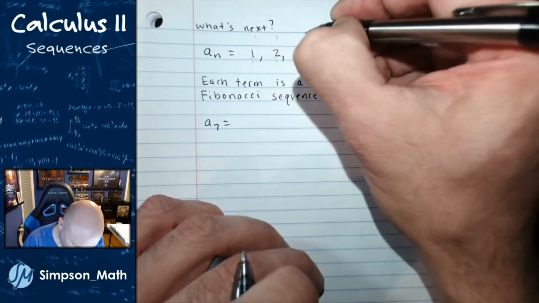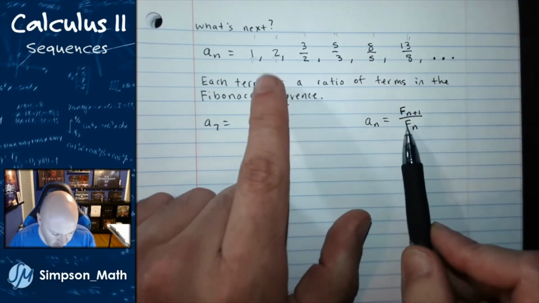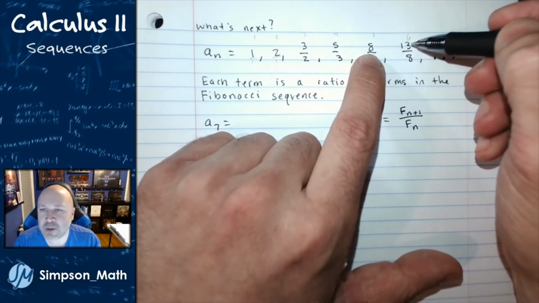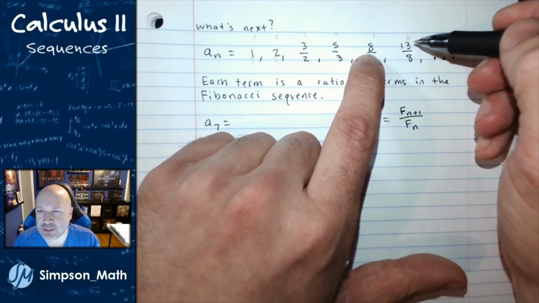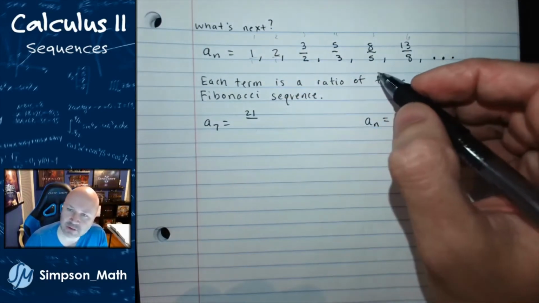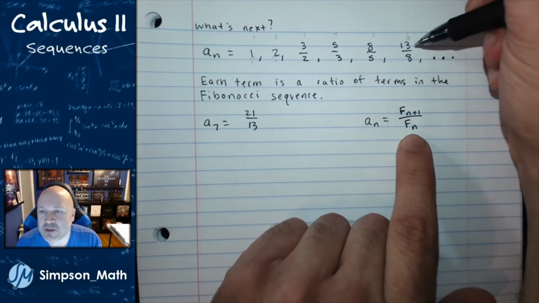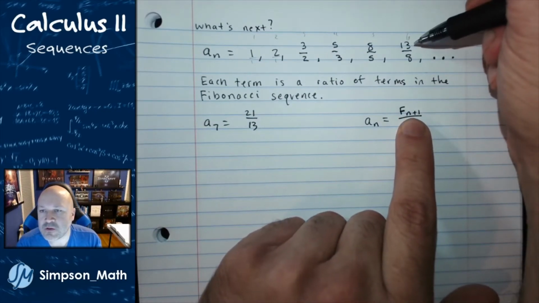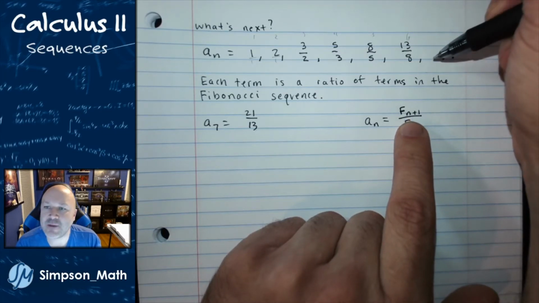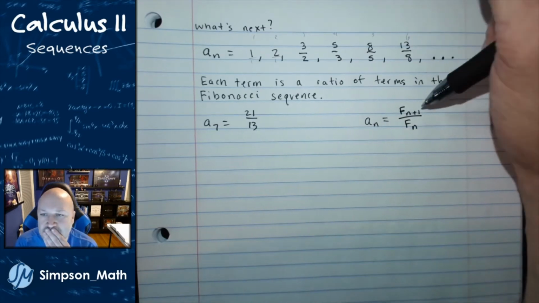Let's see, 1, 2, 6. Well, if I just do the Fibonacci number at the top, I'm going to get 21. And down below, I'll get the 13, the previous one. So the next number in the sequence is the future Fibonacci number divided by the previous Fibonacci number. Let's see if that makes sense to me.